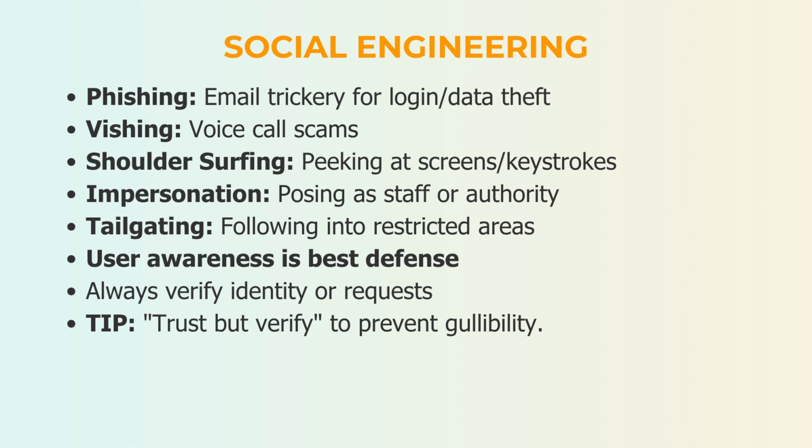Rather than exploiting software flaws, social engineering manipulates human nature, making it an often successful attack vector. Phishing relies on deceptive emails that mimic legitimate sources to steal credentials, while vishing uses phone calls to coerce sensitive information. Shoulder surfing happens when an attacker physically observes credentials being typed, and tailgating involves following someone into restricted spaces. Impersonation sees attackers posing as trusted individuals, bosses, IT staff, or vendors, to trick victims into compliance.